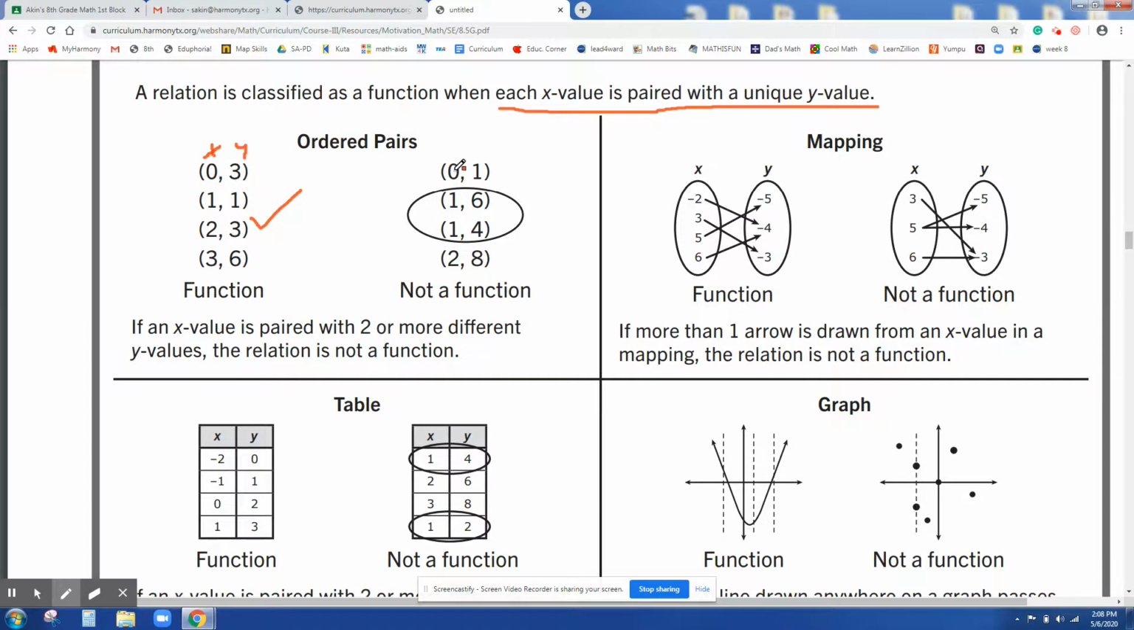But here I have 0, 1, 1, 6, 1, 4, 2, 8. I have 1, 6 and 1, 4. One goes to 6 and one goes to 4. One goes to two different y values. So it's a problem. It's not a function.